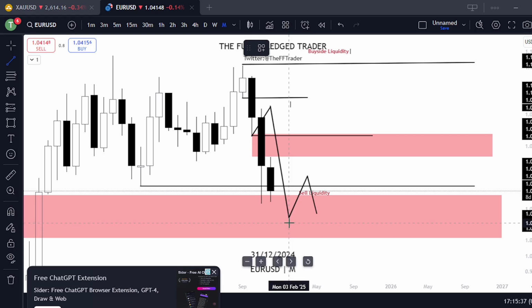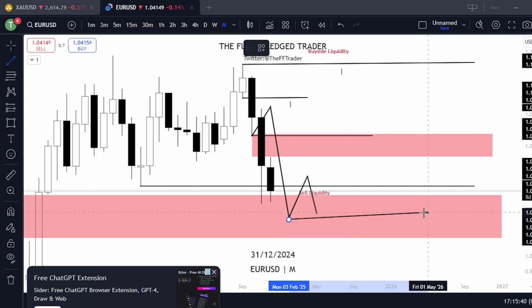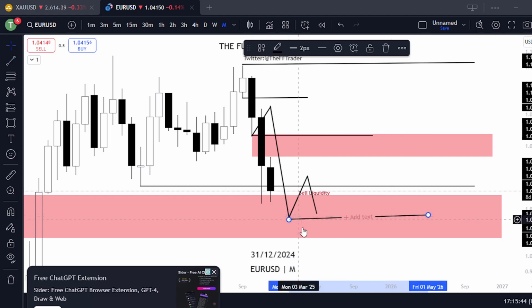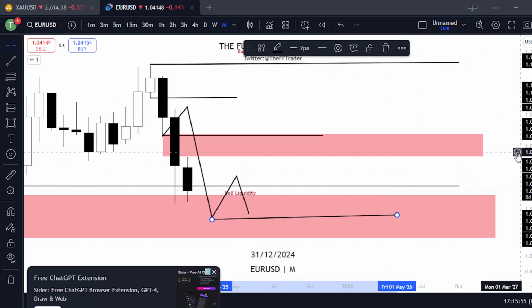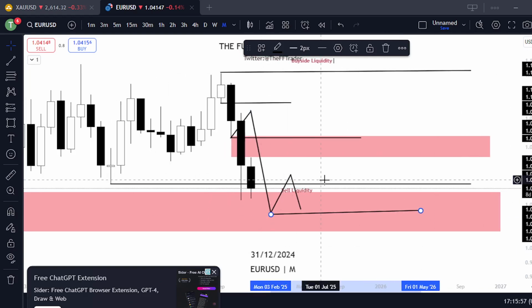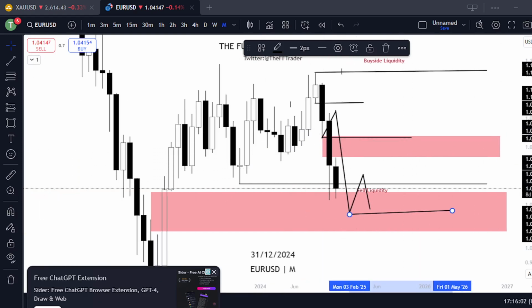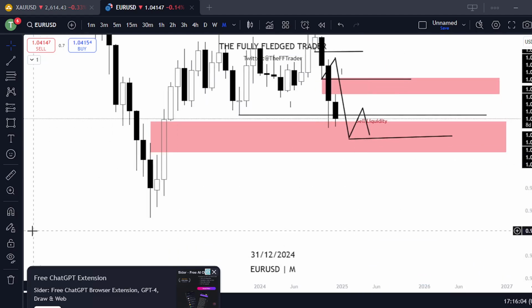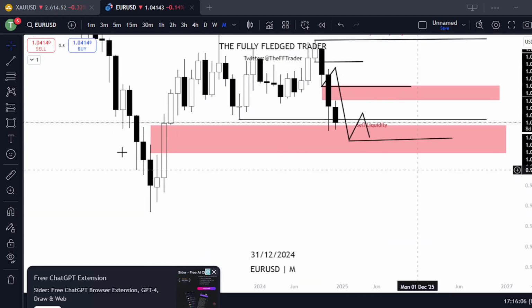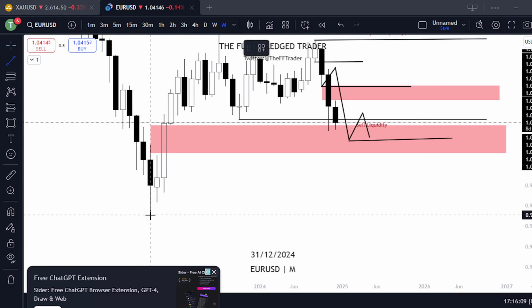The next opportunity comes with level two. So there is a low here, price returns back into the range. So I'll be hunting for sell setups. Once I get that sell setup, I'll be selling it probably to this old low here.